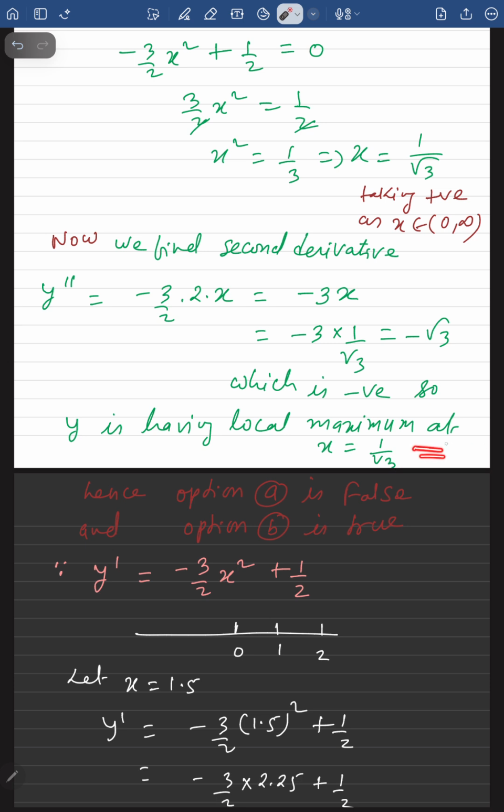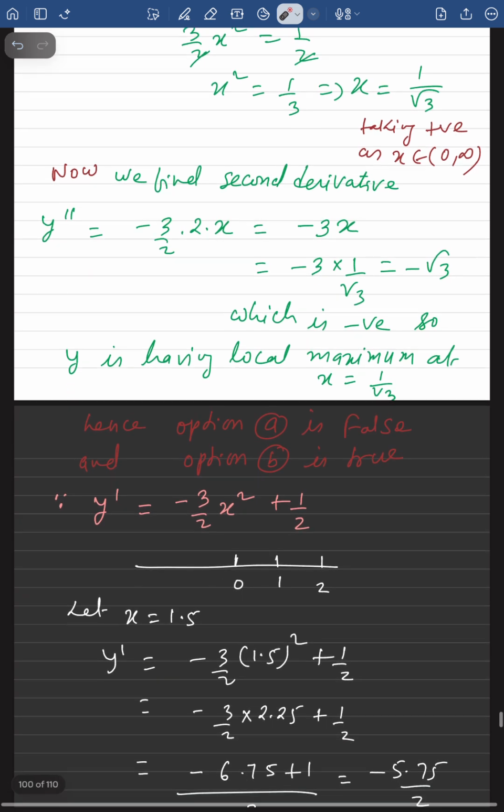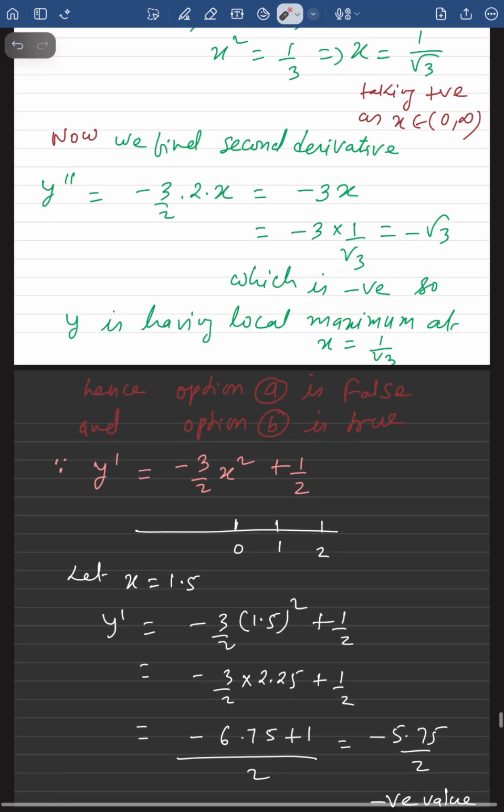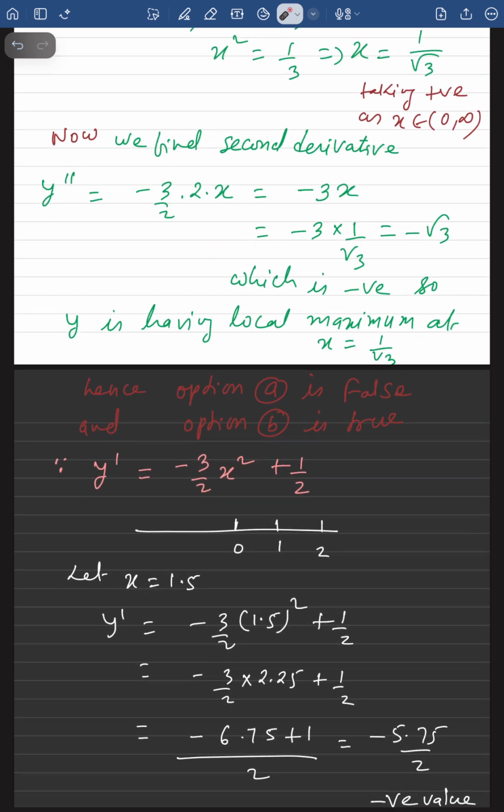You are saying, okay, so option B is true, and A is false. First two conditions we have solved. Now we have to find whether the function is increasing or decreasing in the interval 1 and 2. For that, you have to find the first derivative, and if the first derivative is negative in those intervals, it is decreasing. If it is positive in those intervals, it is increasing.